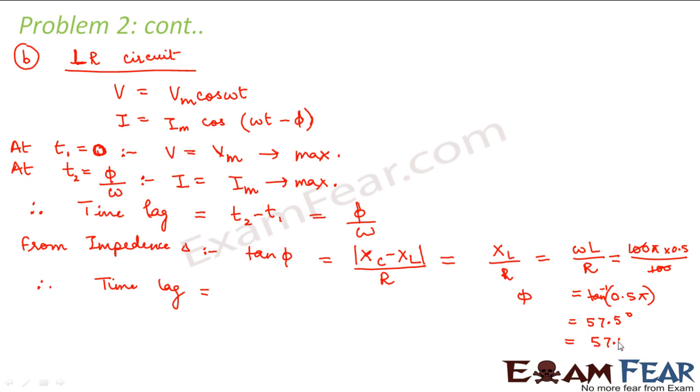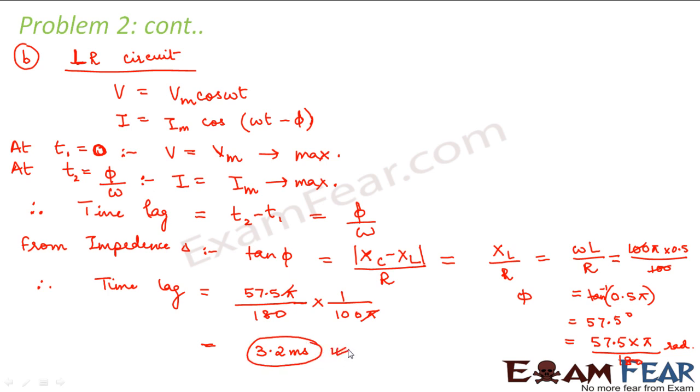We convert this degree into radians for further calculation. So it will be 57.5 into pi by 180 radians. Now to calculate the time lag, we put this value of phi, that is 57.5 pi divided by 180, divided by omega, that means 1 by 100 pi. So this pi will get cancelled and it comes out to be 3.2 milliseconds. So this would be the time lag between voltage maximum and current maximum. I hope you are able to understand things better now.